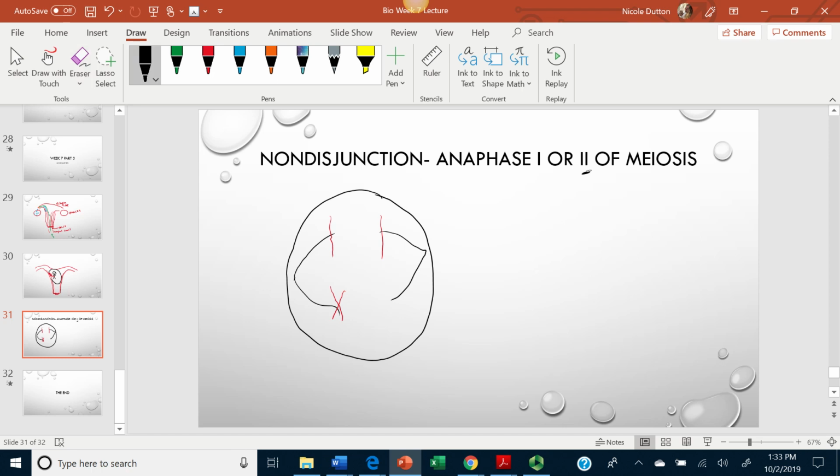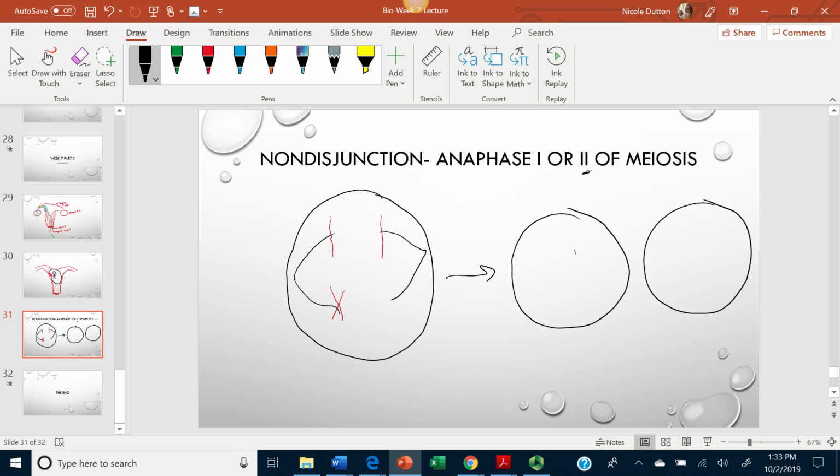So if we go on to actually producing gametes from this, we've got one cell that has one copy of that chromosome and 2 copies of this chromosome. And we have another cell that has one copy of a chromosome and it's missing a copy of that chromosome.